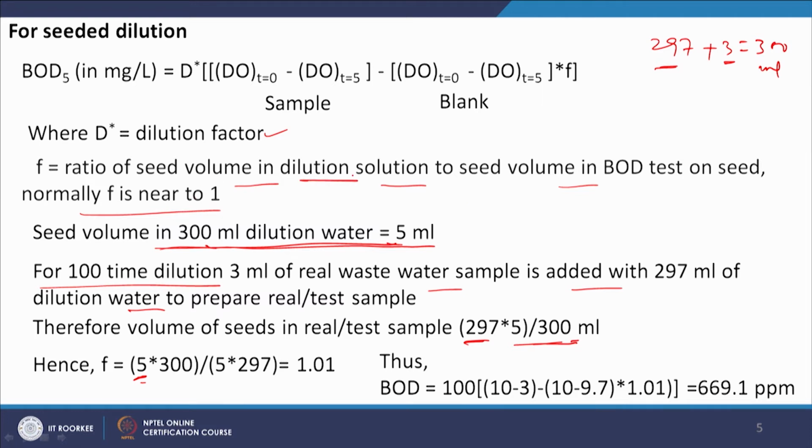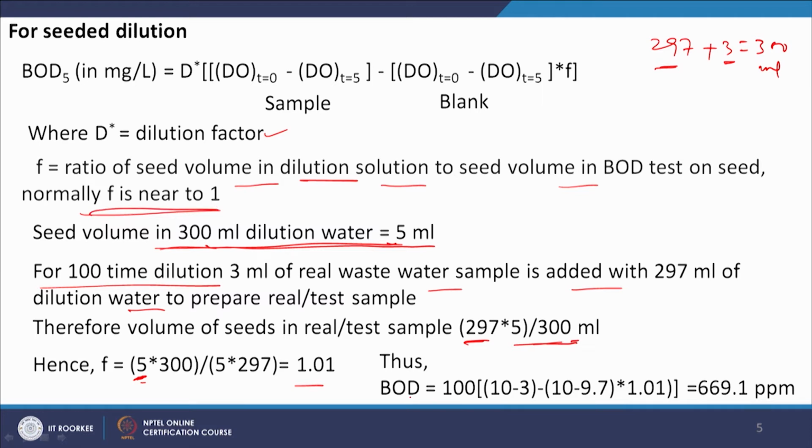dilution solution, 300 ml dilution solution, that is equal to 5 ml. So, 5 divided by 5 into 297 divided by 300. So, 5 into 300 by 5 into 297, that is equal to 1.01. So, that is why F is near to 1 we have mentioned.